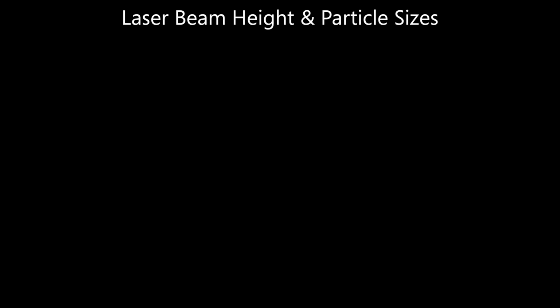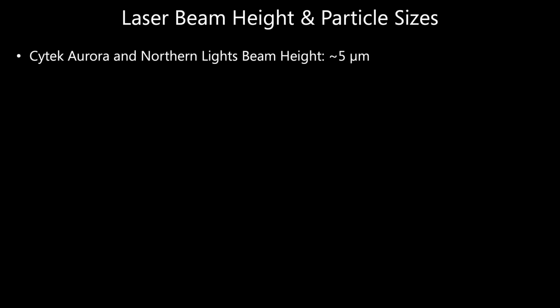Before we talk about area scaling factor and how to adjust it in SpectroFlo, there are a few things we need to understand. One is you need to understand the height of the laser beam on your system and how that relates to the size of the particles that you're running on your flow cytometer. On the Cytek Aurora and Northern Lights, the beam height on average is around 5 microns.